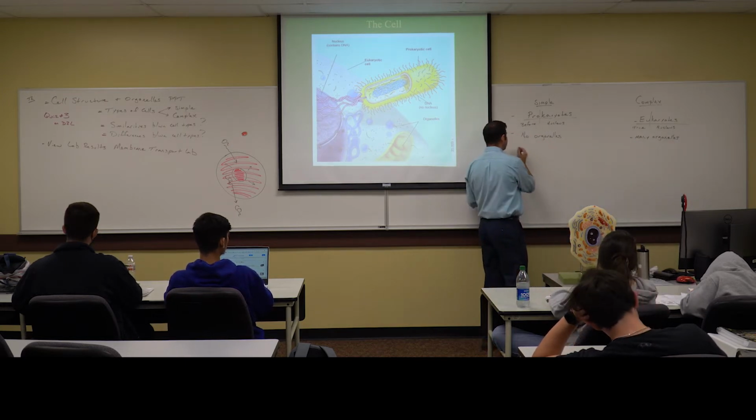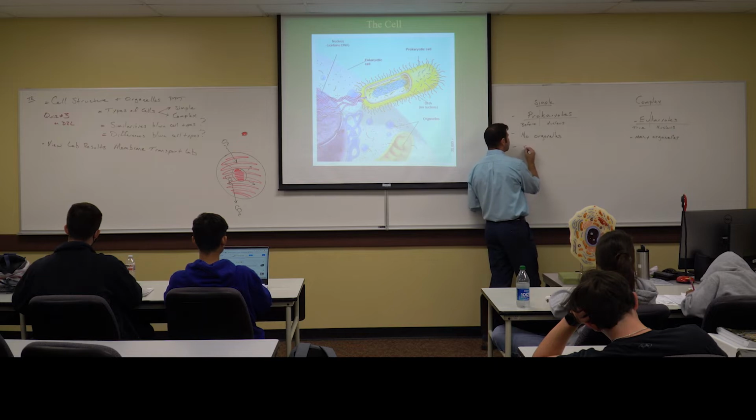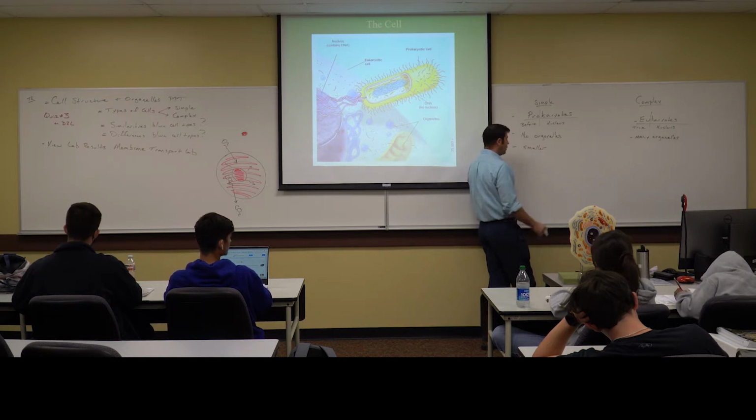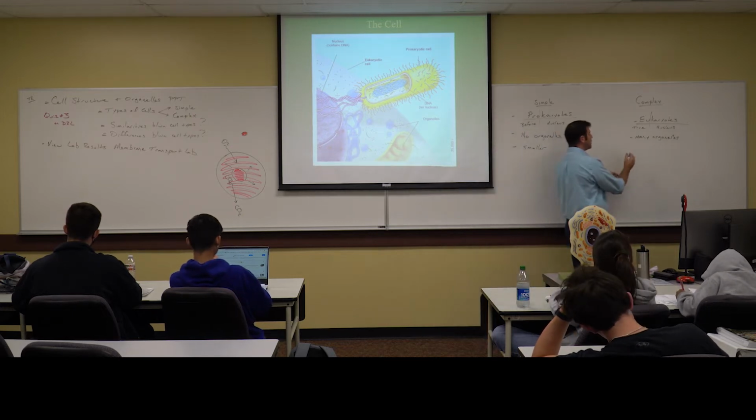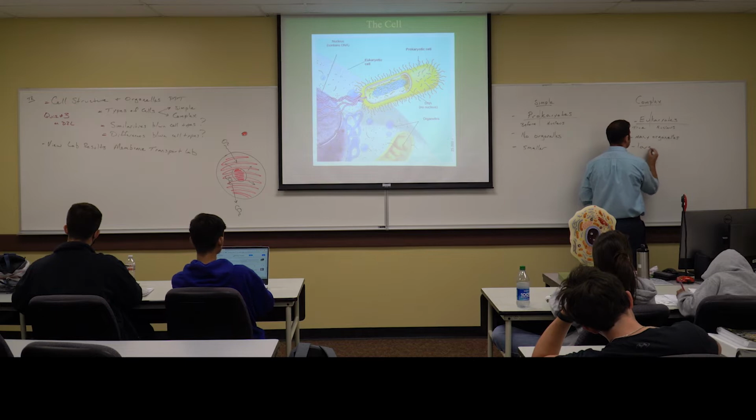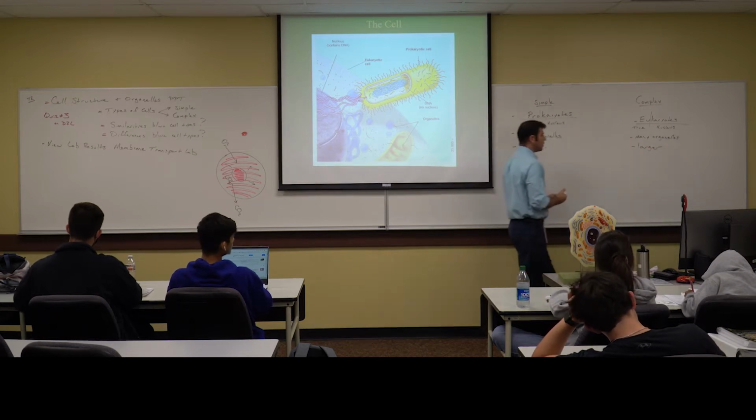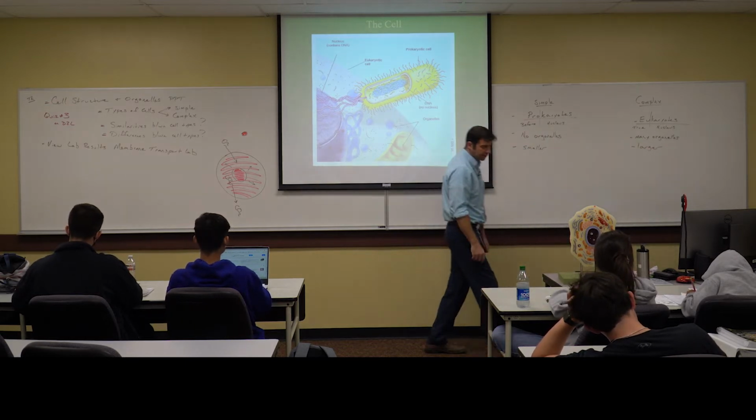The other thing that we can see on there is size. Prokaryotic cells are small. I'll say smaller. All cells are small. Prokaryotic cells are much smaller compared to these complex cells, which are larger. Larger, they got a true nucleus, they got many internal compartments.